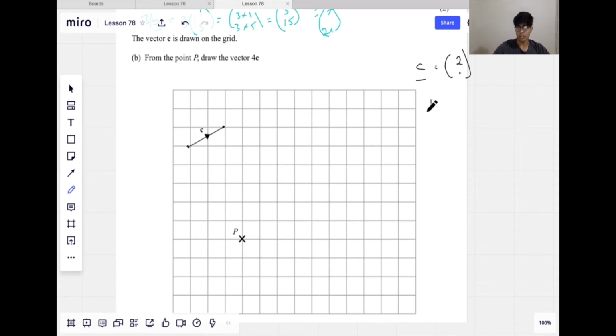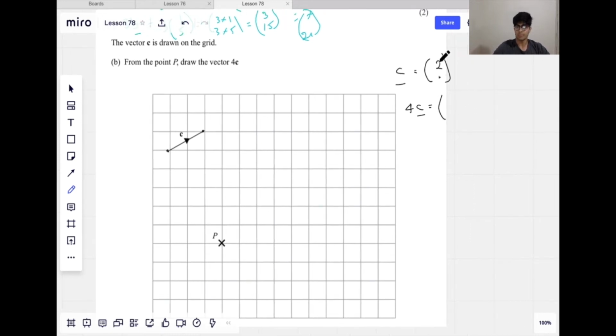So the vector 4C is doing C 4 times, so C plus C plus C plus C, which would be 4 times 2, 8, and 4 times 1, 4. Okay, (8, 4). So the vector 4C would be going 8 in the positive x direction, and 4 up. So 1, 2, 3, 4, 5, 6, 7, 8. 1, 2, 3, 4. So 4C would be going from here up to here. And this is the vector 4C.